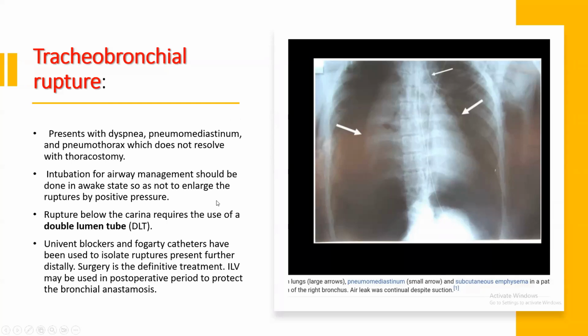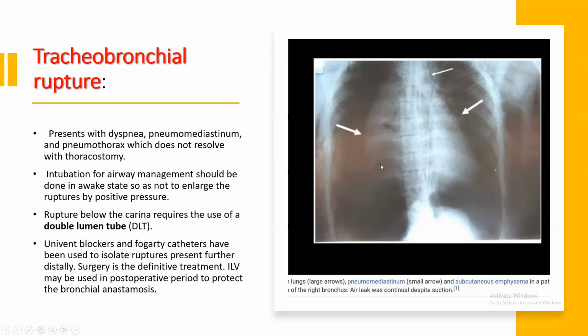Rupture below the carina requires a double lumen tube or univent blockers, and Fogarty catheters have also been introduced to ventilate with lung isolation. I mean, individual lungs are isolated separately to protect the bronchial anastomosis. Because when one lung is injured, there might be a chance the other lung is also injured because of the inflammatory response of the body or due to secretions.